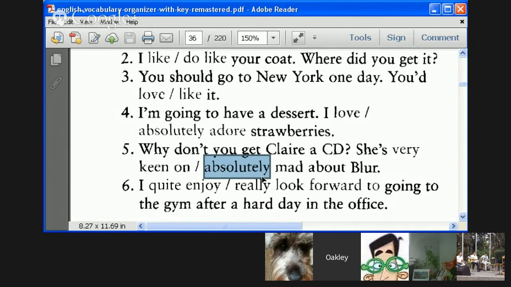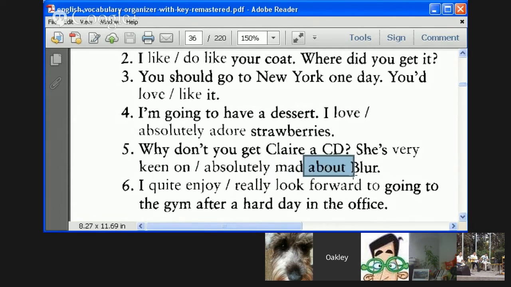Now, mad, as I said, can mean crazy. You can substitute another word to show a strong, like, absolutely crazy about Blur. She's absolutely bonkers about Blur. She's absolutely nuts about Blur. She goes absolutely bananas for Blur. That's another way to say it. So with an adverb, crazy, or any slang word that means crazy, and about shows a very, very, very strong like.